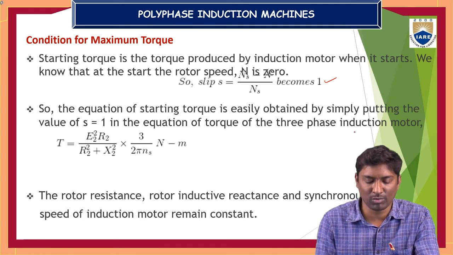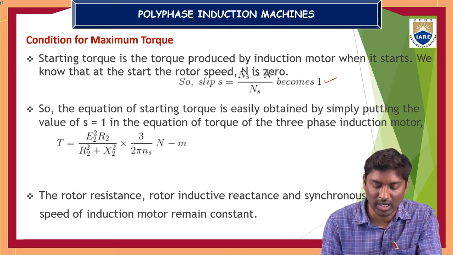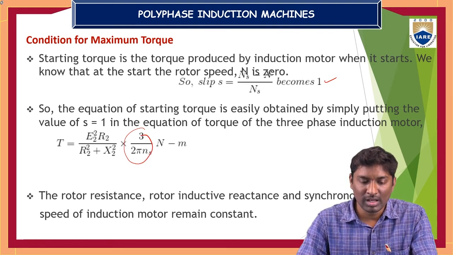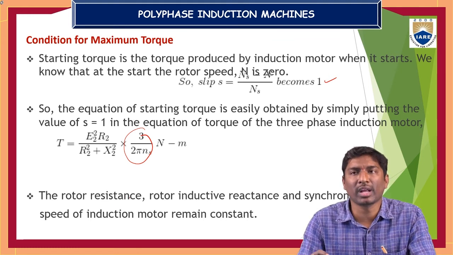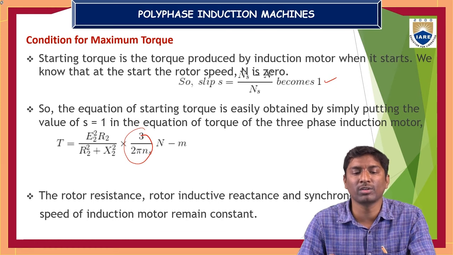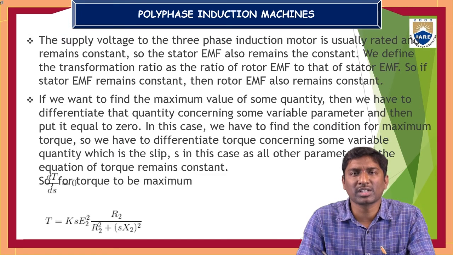For a 3-phase induction motor, the torque equation is E2 square into R2 divided by R2 square plus X2 square, into K, where K is equal to 3 by 2 pi Ns. The rotor resistance, the rotor inductive reactance and the synchronous speed remain constant, and the flux is constant because the stator supply voltage V is constant. So the rotating flux and the rotor EMF E2 are also constant. The supply voltage to the 3-phase induction motor is usually rated and remains constant, so the stator EMF also remains constant.